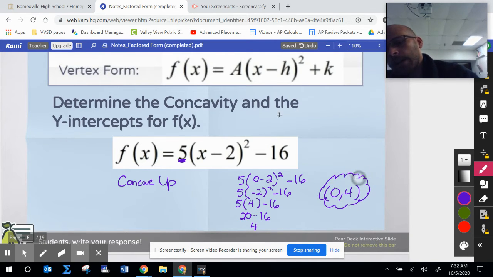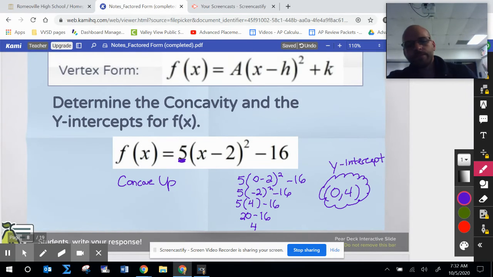All right, so whenever we find a y-intercept, we just substitute in 0. And again, that is my y-intercept.